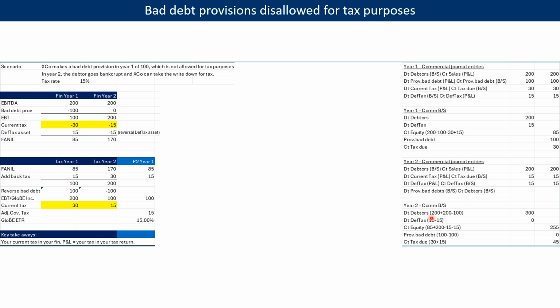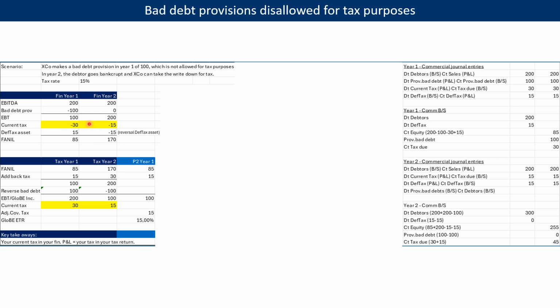If we just look at our commercial balance sheet here at the bottom, we have debtors now of 300 because we started with 200 in year 1. Then we took this write down of minus 100, but we also made sales of plus 200, so we end up at 300: 200 plus 200 minus 100. Our deferred tax is now 0 because we could deduct the 100 bad debts for tax purposes as well. Our provision of bad debts is 0 because we released it, and our corporate tax due is 30 for year 1 and 15 for year 2, which is 45.